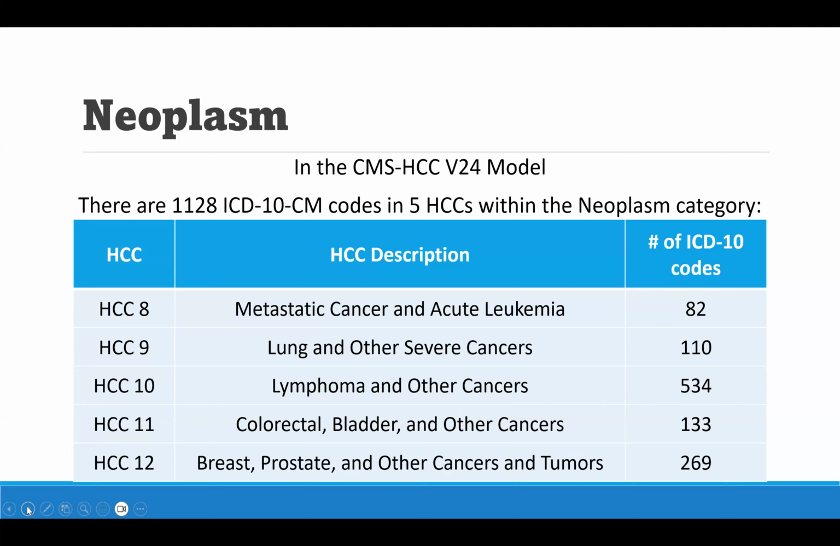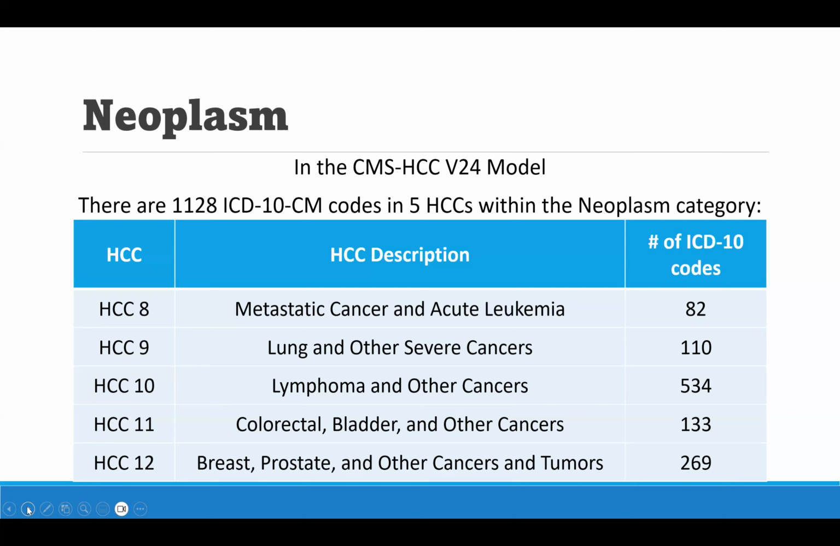HCC 8, metastatic cancer and acute leukemia, had 82 codes. HCC 9, lung and other severe cancers, had 110 codes. HCC 10, lymphoma and other cancers, had 534 codes. HCC 11, colorectal, bladder, and other cancers, 133 codes. And HCC 12, breast, prostate, and other cancers and tumors, 269 codes.